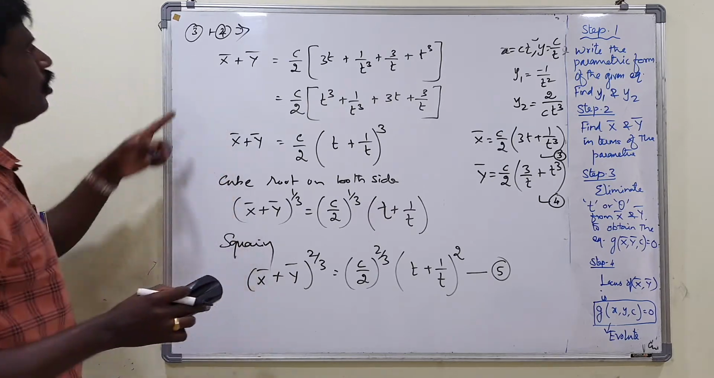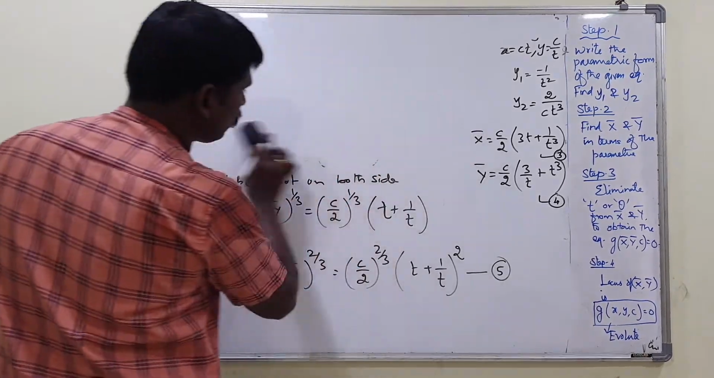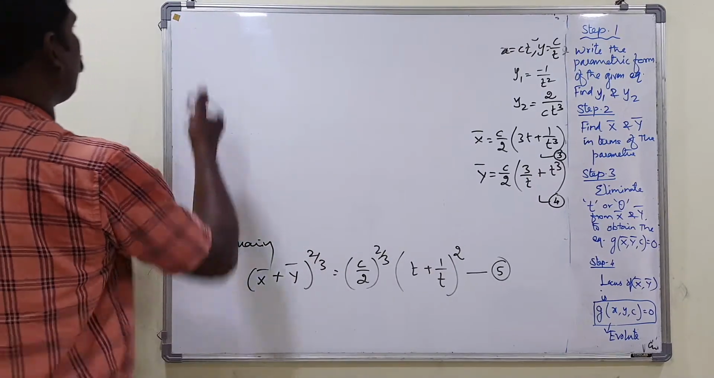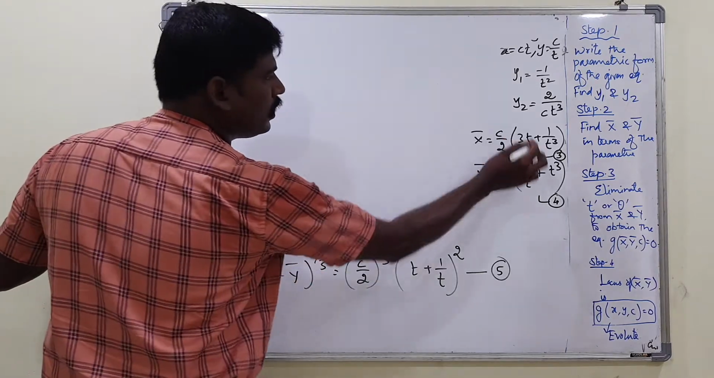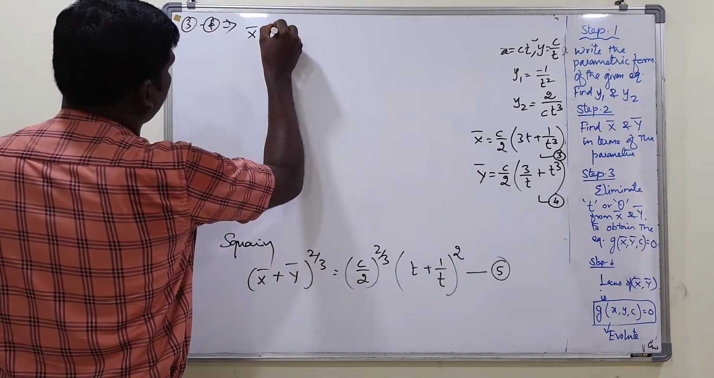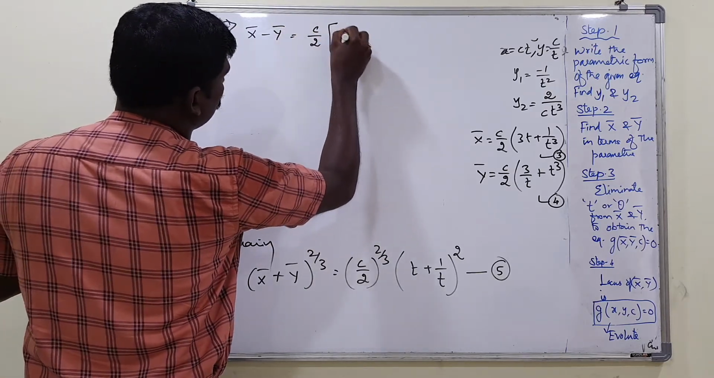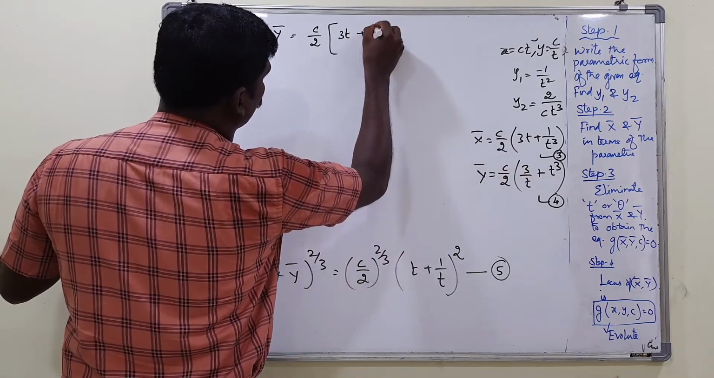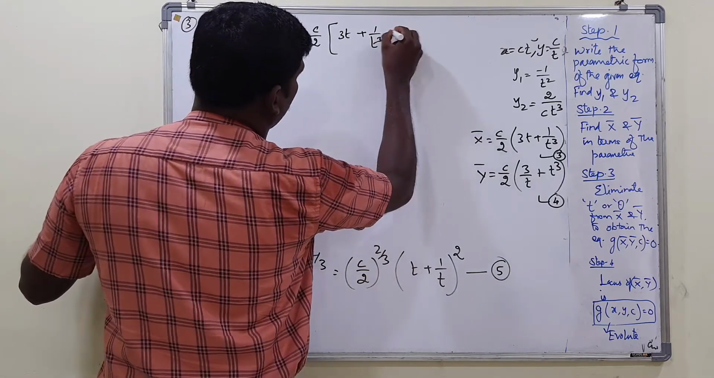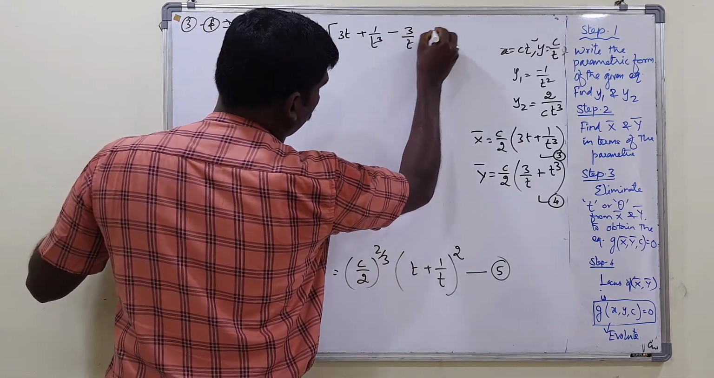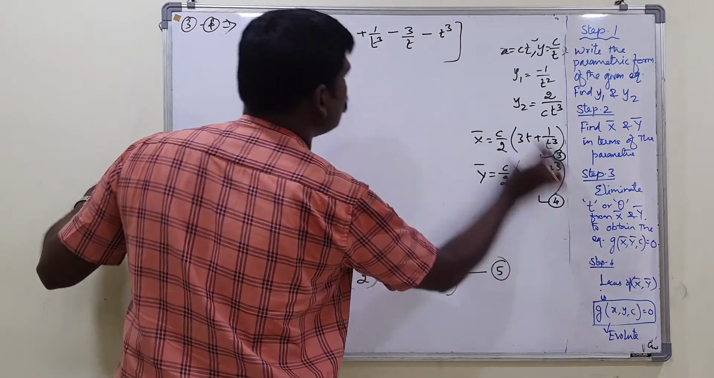Similarly, I am going to subtract 4 from 3. So 3 minus 4 implies, what is 3 minus 4? This is 3, this is 4. So x̄ − ȳ on the left-hand side, c/2 as usual common from both terms. This minus this: (t + 1/t)³, then minus (3/t − t³)... this minus this, so minus 3/t minus t³ is here.